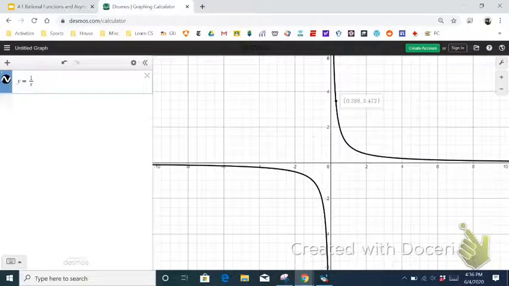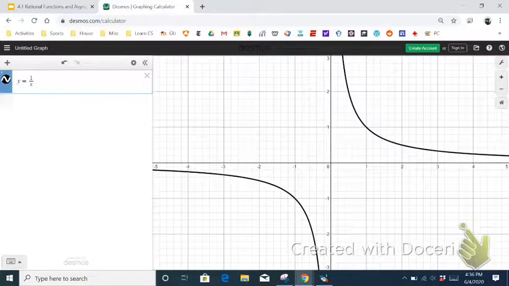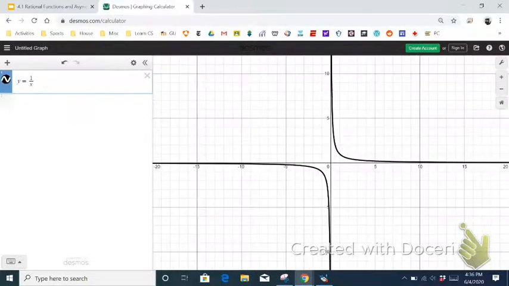Any fraction where the numerator is higher than the denominator is going to be a number greater than 1. So as the denominator gets smaller and smaller, so like if you were to plug in like 1/10 into 1 over x, 1 over 1/10 is 10. So that's why it looks like that. And if you plug in 1/100, it would equal 100.